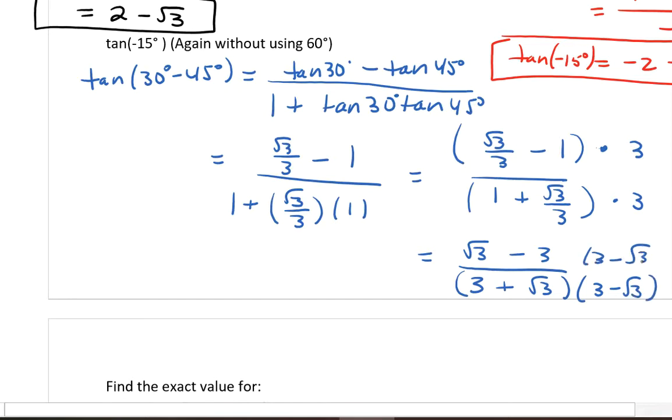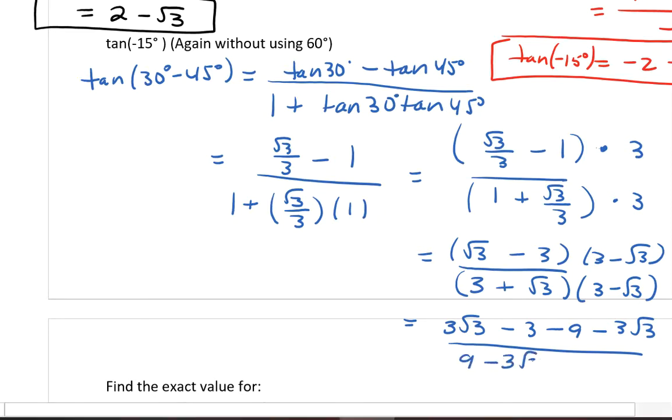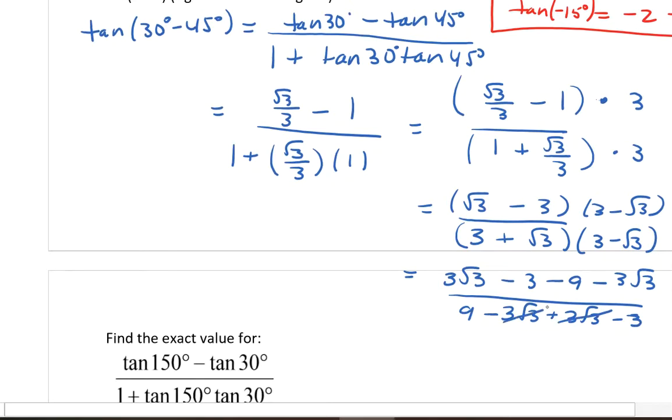And right now, it doesn't really look like it's going to be the same answer. Watch what happens. 3 root 3 minus 3 minus 9 minus another 3 root 3. And on the bottom, 9 minus 3 root 3 plus 3 root 3 minus 3. So these ones cancel. I'm running out of space, but it's okay. This one's a plus. 6 root 3 minus 12 over 6.